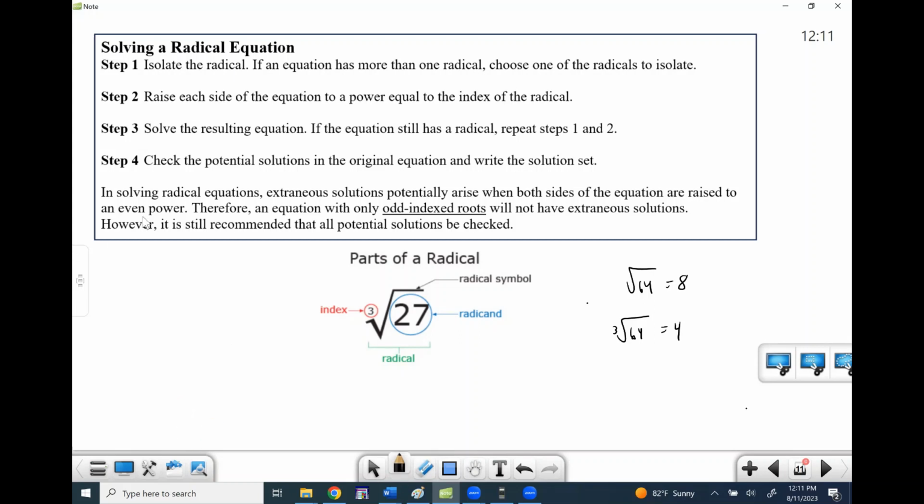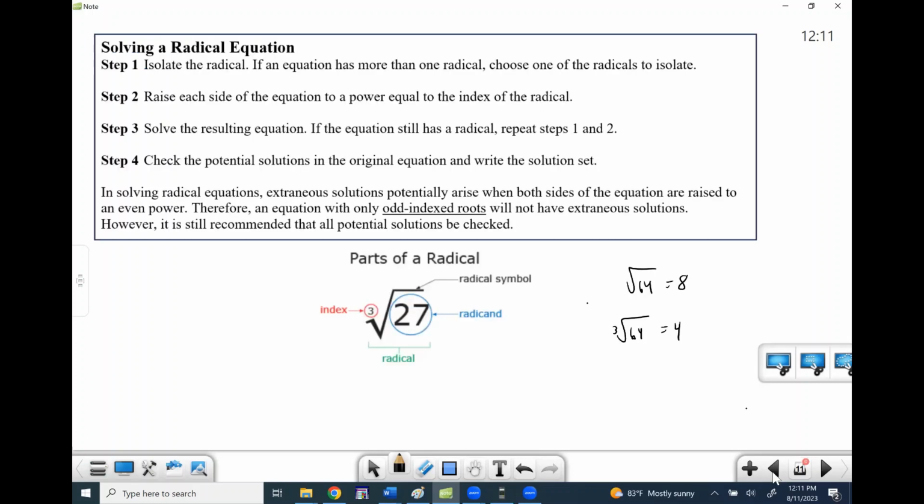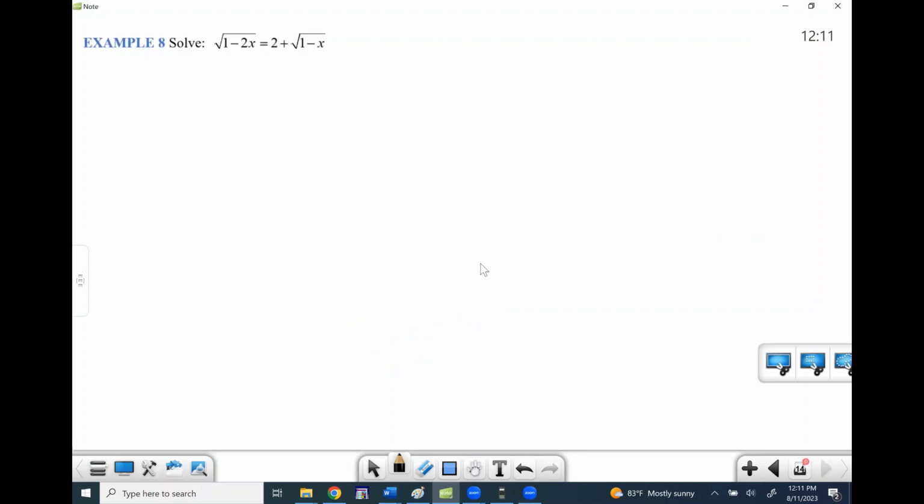Okay, so let's go through these steps. And every time I do a problem, I'm going to refer back to these. So step 1, isolate the radical. If you look at an example like this first one, example 6, the radical is not isolated. There's this +3 that's not underneath the radical that we would have to get rid of before we could proceed. It also says, if an equation has more than one radical, choose one of the radicals to isolate. So for example, this one right here, we could isolate either one of these. This one's already isolated, so I would pick that one, right? But if we wanted to, we could isolate this one instead. It just says pick either one, okay?